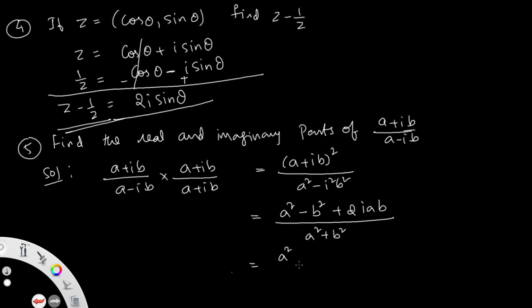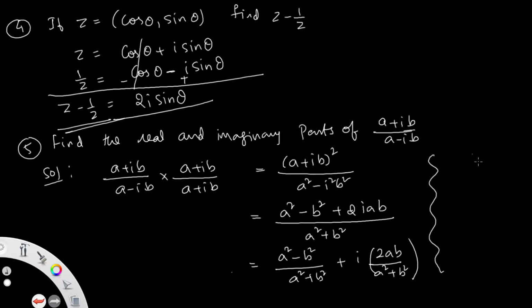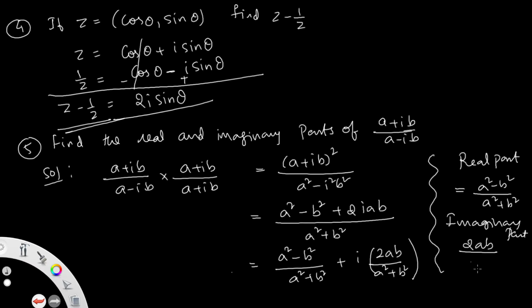Next, separate the terms: (a square minus b square) by (a square plus b square) plus i into 2ab by (a square plus b square). So now write down the real part and imaginary part. The real part, without i, is (a square minus b square) by (a square plus b square). And the imaginary part, separated, that is with the term of i, is 2ab by (a square plus b square). This is the value asked in the question, that's all. Just multiply and divide with its conjugate, then you get (a plus b) whole square in the form, and i square equal to minus 1 should be applied.